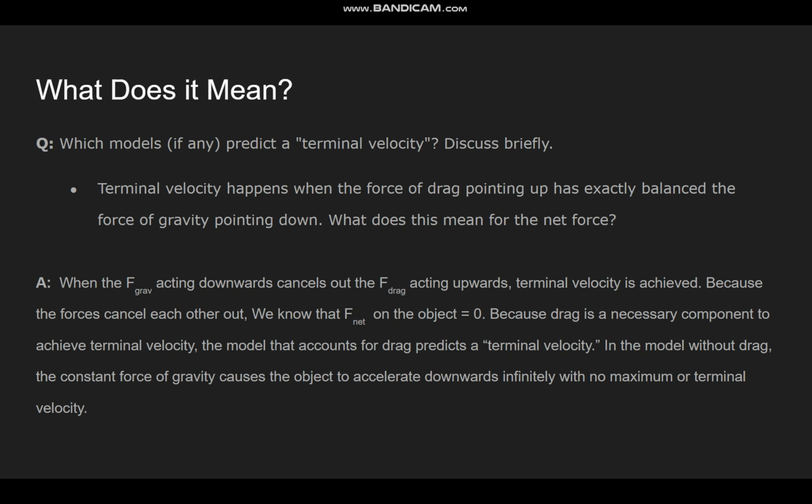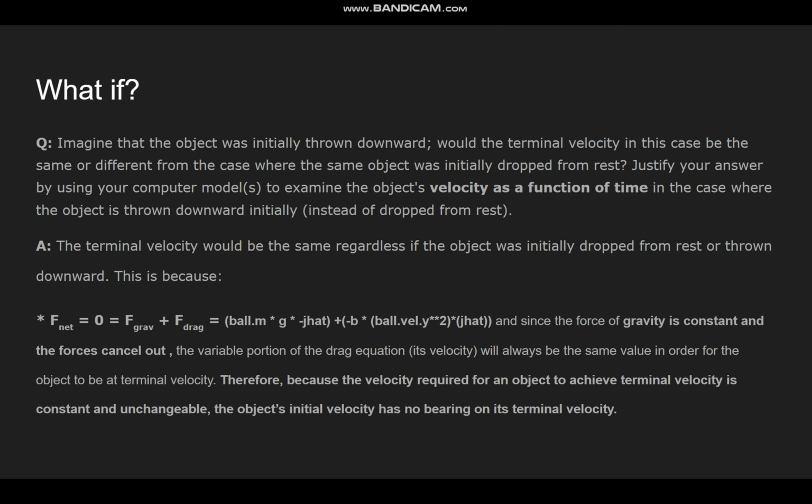Conclusions. What does it mean? Which models, if any, predict a terminal velocity? And what does it mean for the net force? When the force of gravity acting downwards cancels out the force of drag acting upwards, terminal velocity is achieved. Because the forces cancel each other out, we know that F net on the object equals 0. And because drag is a necessary component to achieve terminal velocity, the model that accounts for drag predicts a terminal velocity. In a model without drag, the constant force of gravity causes the object to accelerate downwards infinitely with no maximum or terminal velocity.